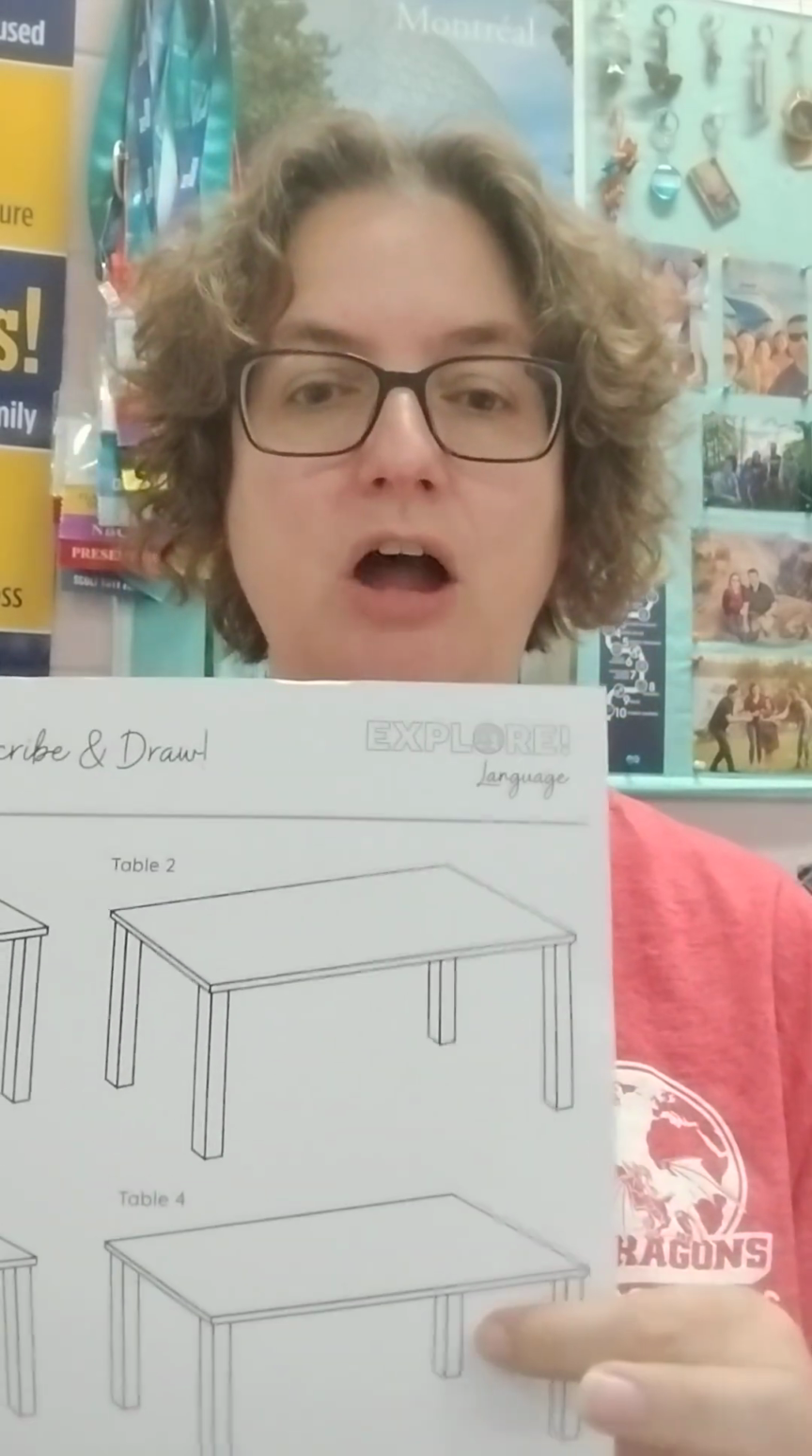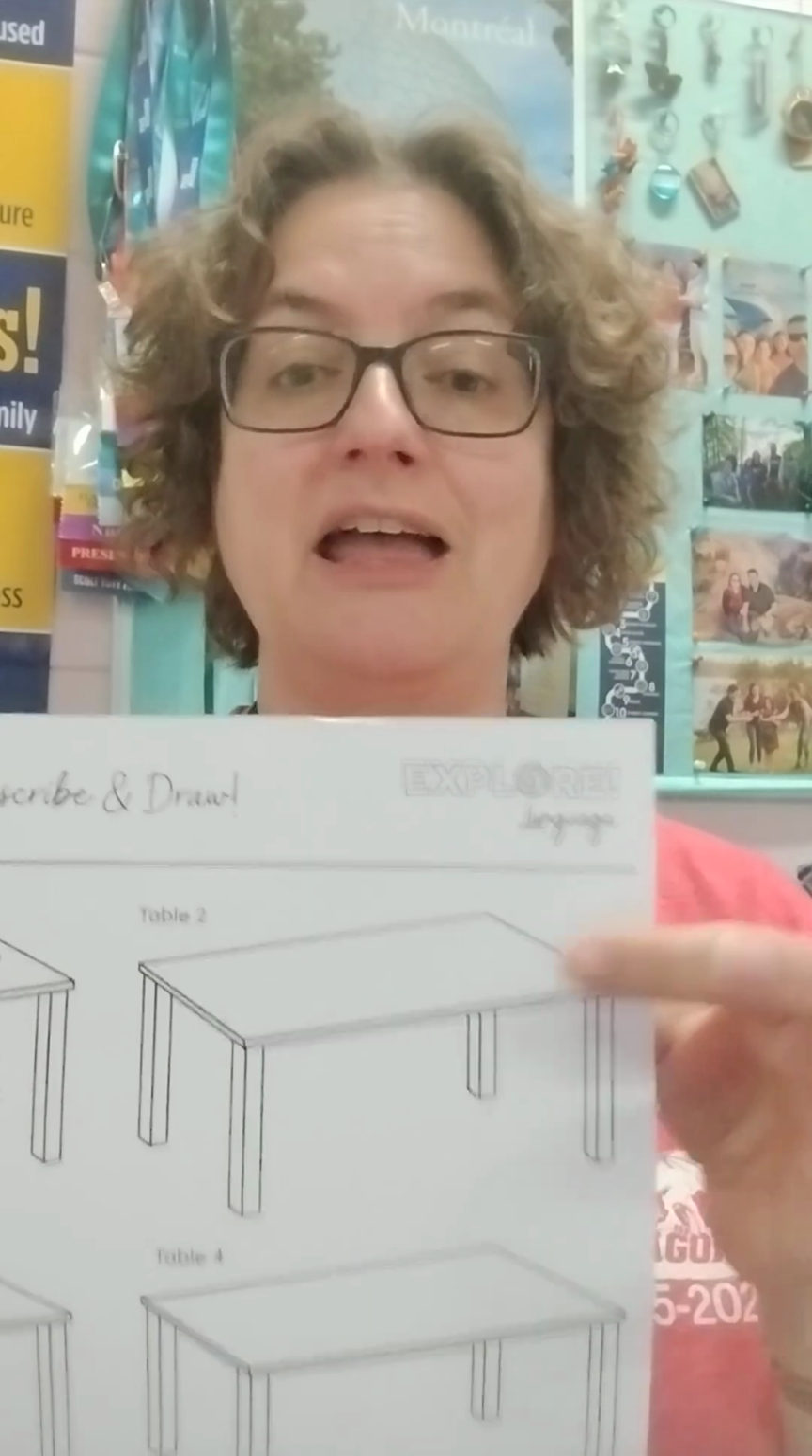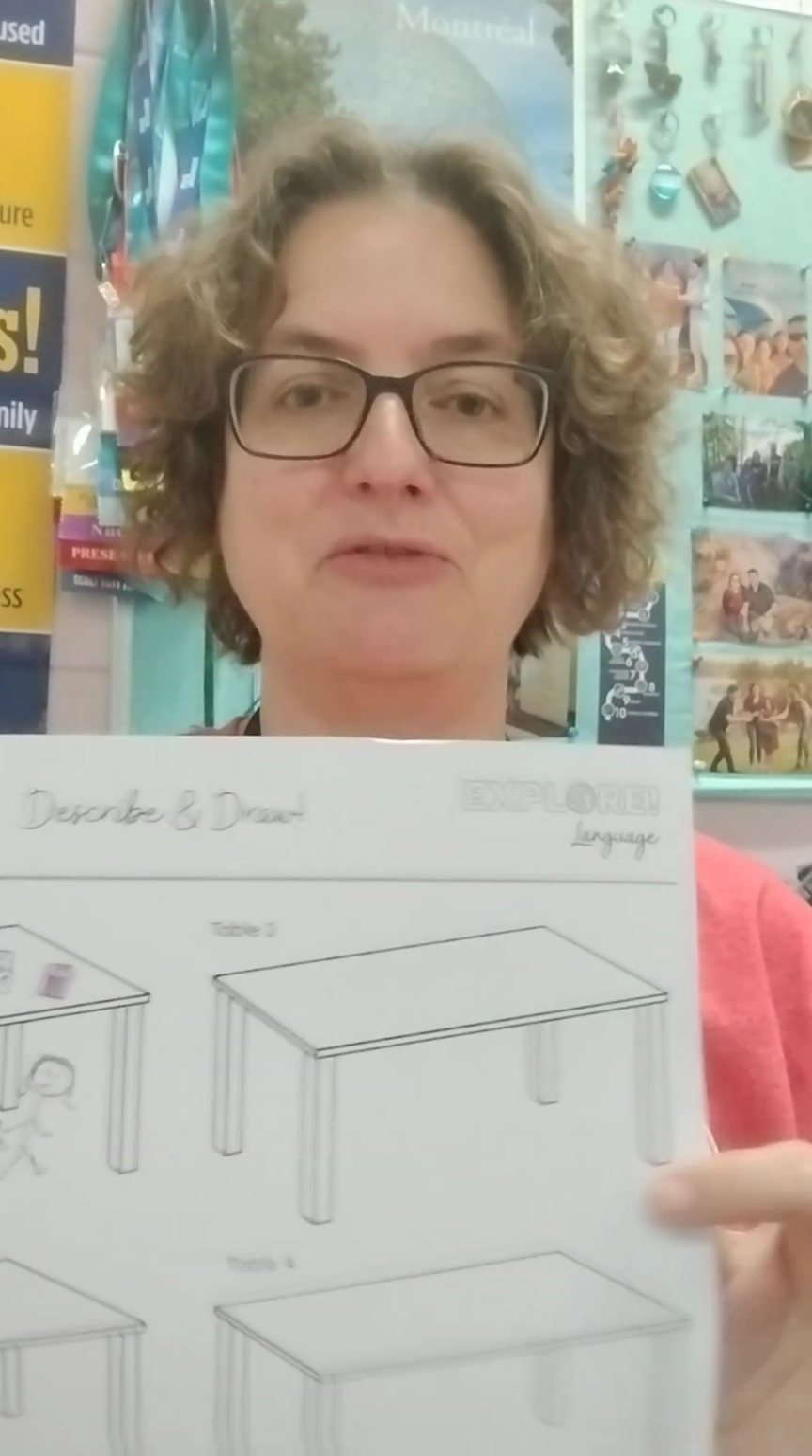And this time they're going to draw what their partner describes on table 4. They're still going to be describing their own table 2 to their partner while the partner draws on table 4. So this activity takes about 20 or 30 minutes.